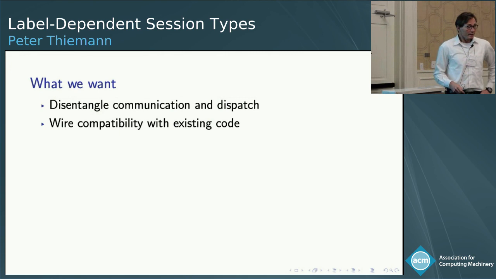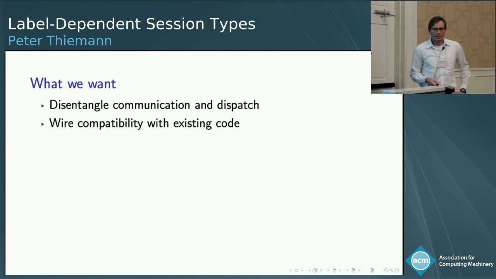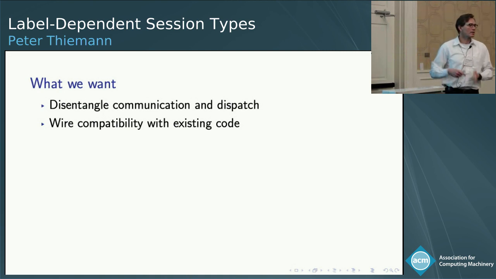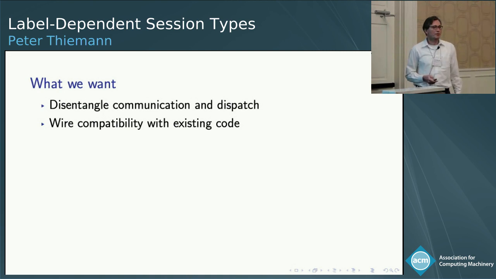So what we want in this work is actually to disentangle this communication and the dispatch on the communicated value, with the goal of obtaining a smaller calculus where you essentially just have one communication reduction. At the same time, we would like to preserve wire compatibility with existing code, where the existing code encodes the choice by just sending a token and then reacting to that token.